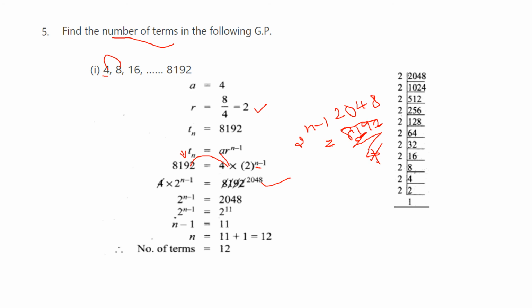You can do prime factorization. Already you know that 2 to the power 10 is 1024, so like that it will come. So we get 2 to the power 11. The bases are equal, so we equalize the powers: n minus 1 equals 11, which means n equals 11 plus 1, so n equals 12. Therefore the number of terms is 12.